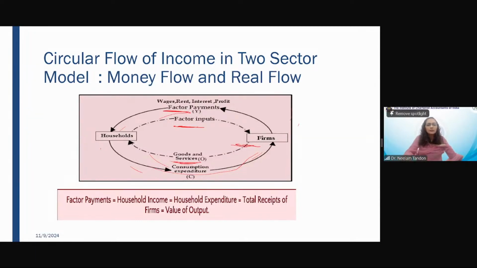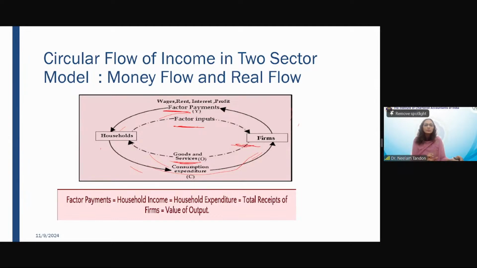Okay, so it's a complete circle. That means factor payments are equal to household income. जितना मिला factors of production को, वो कितना है? That is equal to the household income. So firms दे रही हैं factor payments और income मिल रही है households को, that is equal.